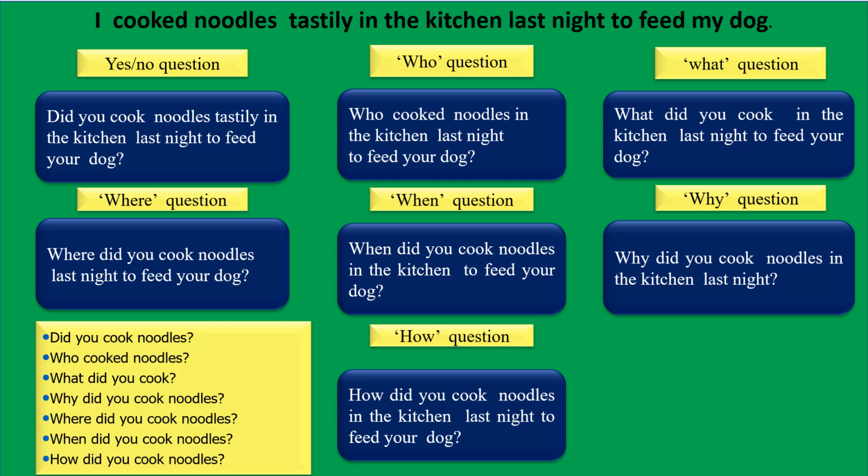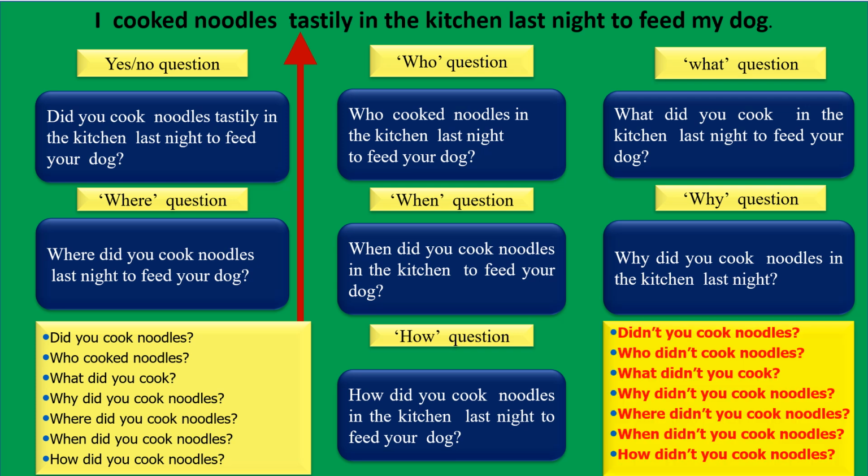Now look at this. These are positive questions. Did you cook noodles? Who cooked noodles? What did you cook? Why didn't you cook noodles? Where did you cook noodles? When did you cook noodles? How did you cook noodles? You can directly get the answers for these questions from the above sentence.